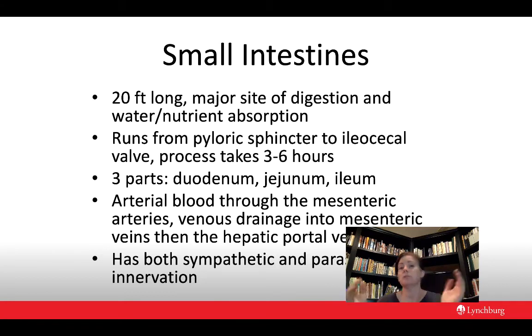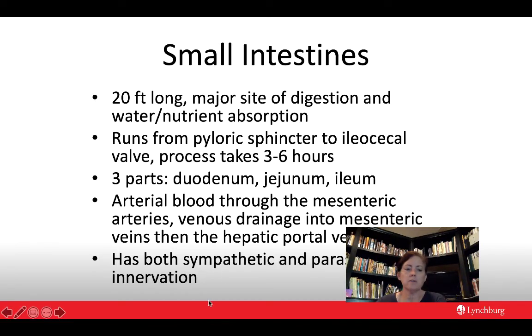Our small intestines are about 20 feet long, so that gives you an idea of how long they are. And what we see actually with our intestines, both small and large, is in the cadavers, they tend to be a lot longer. We could stretch them out even more just because we don't have muscle tone in cadavers that we would have in a living person. So in a living person, intestines are about 20 feet long.